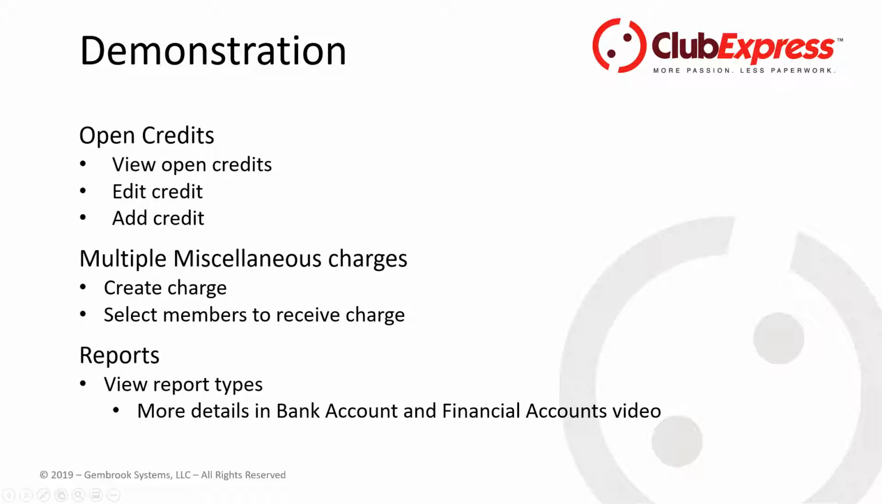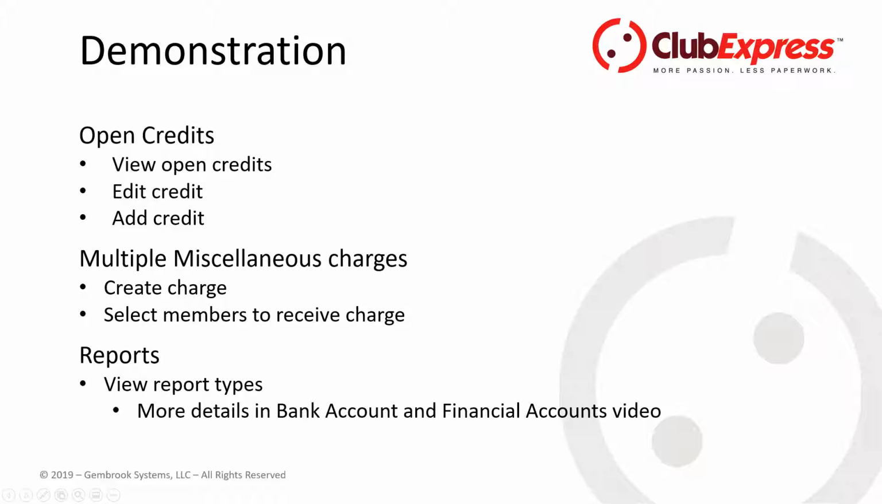Then we'll look at the open credits module where we'll look at some credits. We'll edit a credit and add a credit. Then we'll look at multiple miscellaneous charges, where we will create a charge and then say, here's a bunch of members that we want to receive this charge. And then we'll just look at the reports.